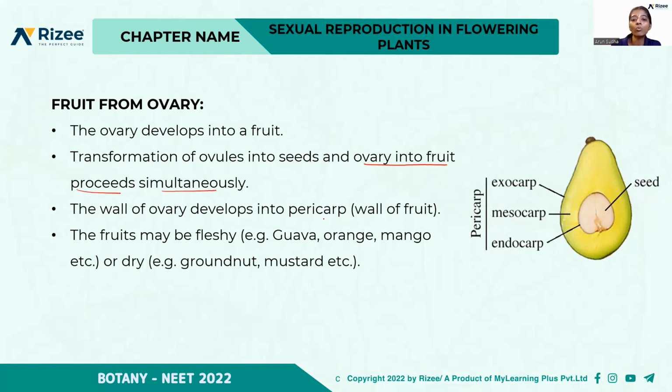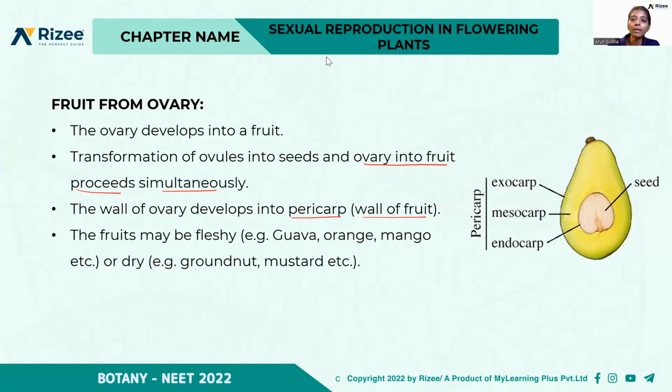The wall of the ovary develops into the pericarp, that is the outer wall of the fruit, and the fruit may be either fleshy or dry. So this is an example of a fruit. The inner one is the endocarp, this is the fleshy mesocarp, and the exocarp; they form the pericarp. I hope you are clear with the structure of the fruit, right?